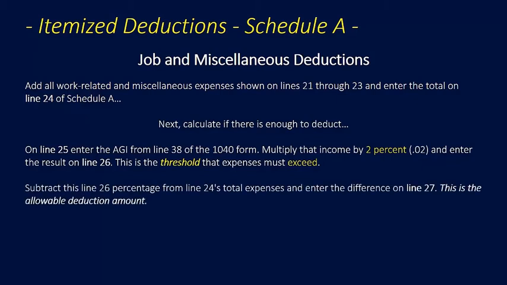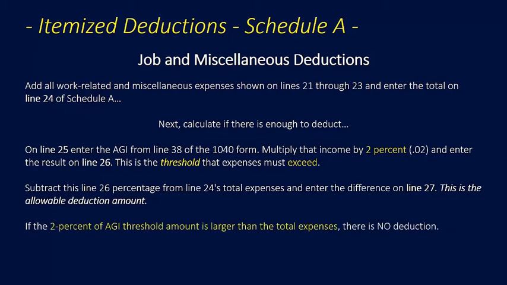Subtract this line 26 percentage from line 24's total expenses and enter the difference on line 27. This is the allowable deduction amount. If the 2% of AGI threshold amount is larger than the total expenses, then unfortunately there's no deduction. We enter 0 on line 27 of Schedule A.